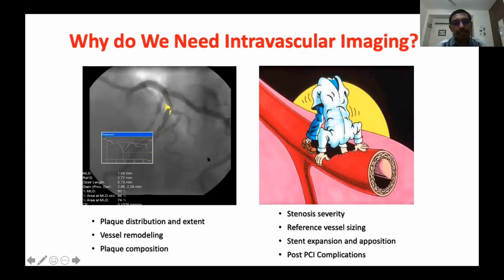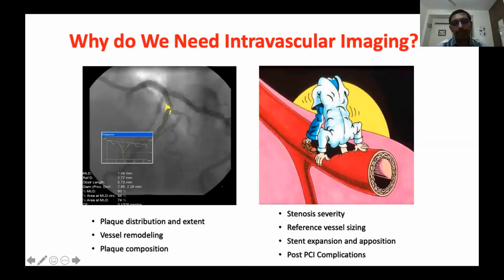However, coronary angiography is a luminogram. It provides only a two-dimensional image. It does not provide any information on the vessel wall, such as plaque distribution and extent, vessel remodeling, and plaque composition. In addition, it is limited by foreshortening, overlap, and angle dependency.